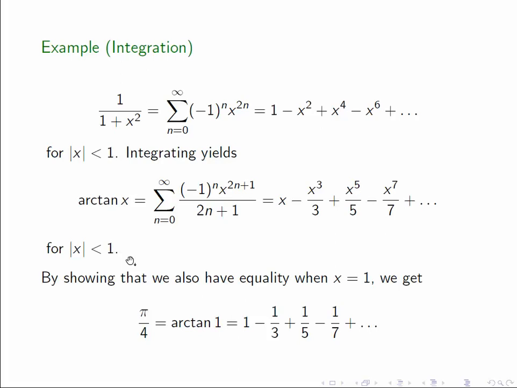Interestingly, with a little bit more work, we can show that the equality actually holds also when x is equal to 1. Notice that the alternating series test tells us that the series does converge when x is equal to 1. And so that gives us the very interesting equality that pi over 4, which is arctan of 1, is 1 minus a third plus a fifth minus a seventh, etc. So it's the alternating sum of the reciprocals of the odd numbers. Curious.